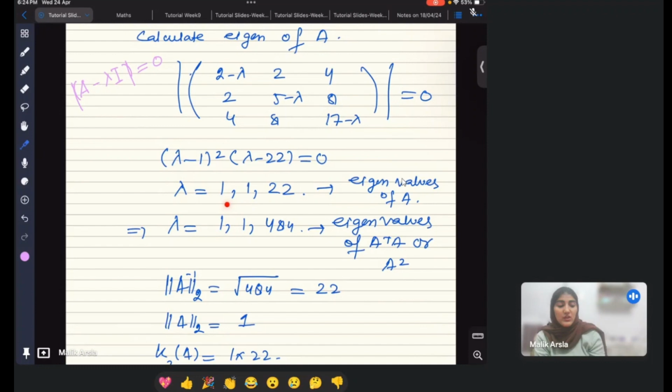So the maximum among the eigenvalues of A transpose A is this 484. So I'll simply take its root, which will be equal to 22. So this is the K2 for A. Okay.